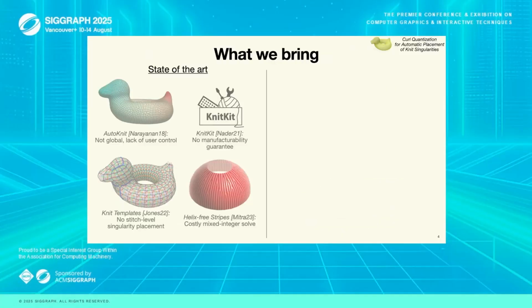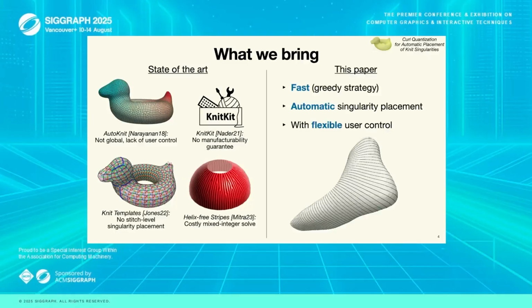There's a rich literature on how to tackle this problem, and all have their shortcomings. AutoKnit is robust but lacks the user control that is needed in this context. KnitKit has no guarantees on manufacturing constraints. Knit templates provides a course-wale layout, but there's no stitch-level singularity placement. And our previous work, Helix-free stripes, guarantees manufacturability, but is very costly because there's a mixed integer solve involved. So the work here will fill in these gaps by providing a fast strategy that is, because it is greedy, with an automatic placement of singularities with a flexible user control of where to place or not to place singularities.